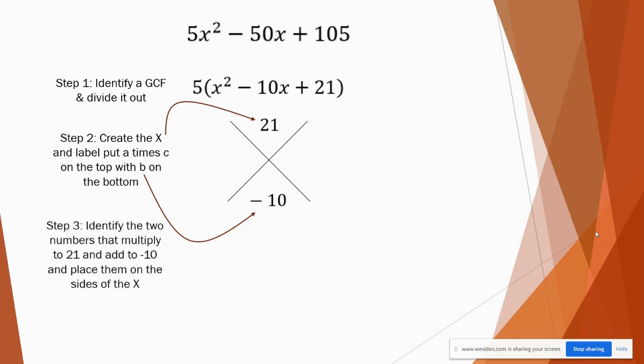Step 3 is to identify the two numbers that multiply to 21 and add to negative 10 and place them on the side of the x. Those values are negative 7 and negative 3.